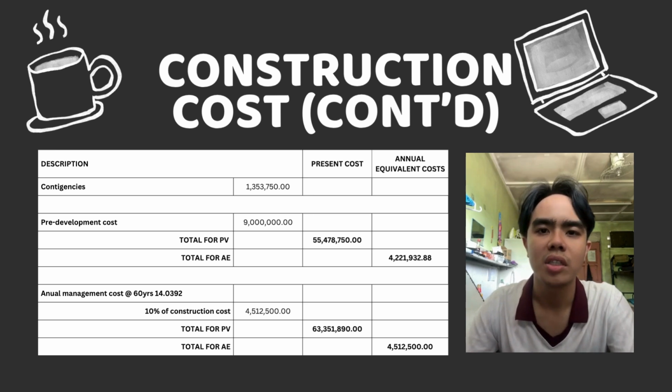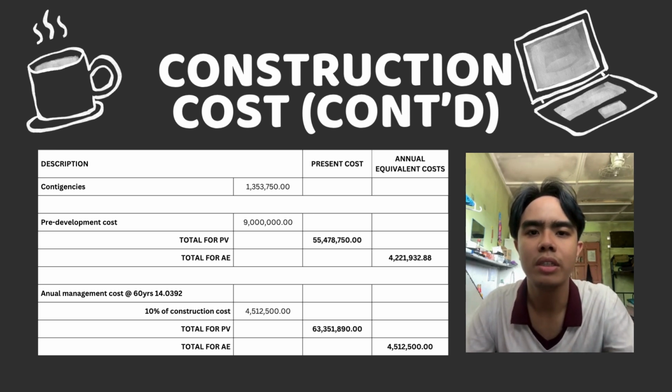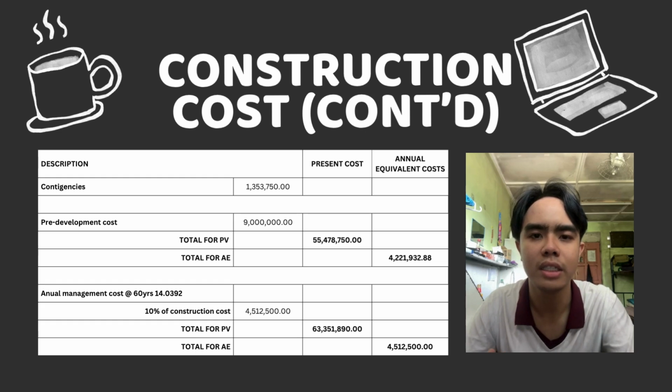Since this cost occurs every year throughout the building's 60 years economic life, we convert it into its present value by using the present value of one factor. The present value factor is 14.0392, which results in around 63 million ringgit after multiplying it with the cost per year, while the annual equivalent cost remains 4.5 million ringgit per year.